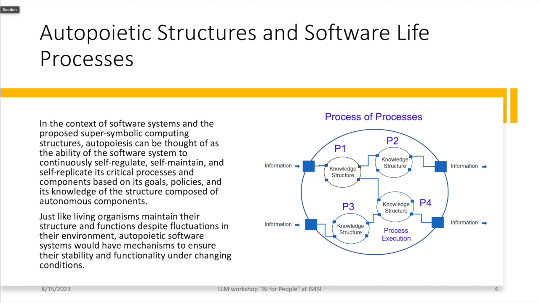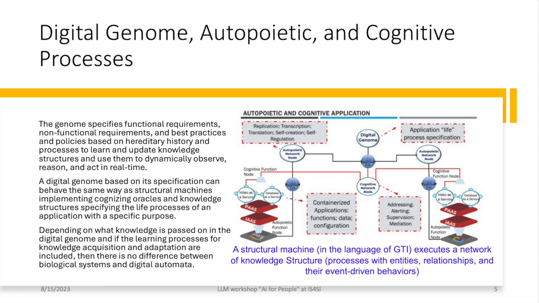Each process node takes in information and performs a series of sub-processes. Each sub-process serves a unique function to the entity and relates behaviors of the following sub-processes to form new knowledge structures. Just as a genome specifies functional requirements, non-functional requirements, and best practices and policies based on hereditary history and processes to learn and update knowledge structures.